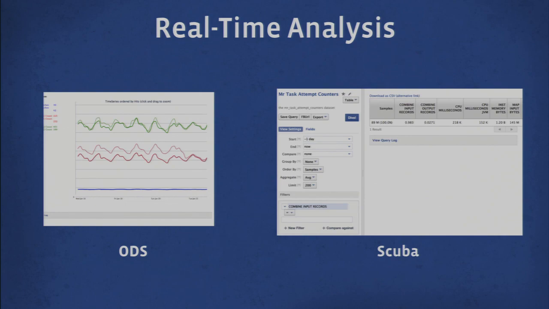We also have things like Scuba, which is a BI tool. Scuba allows us to collect data, again, through logging, but slice and dice in real time. What that means is that I can analyze my data via group bys and orders. I can actually do SQL-type queries on top of real-time data as it's coming through the system with latencies of less than, say, a millisecond.